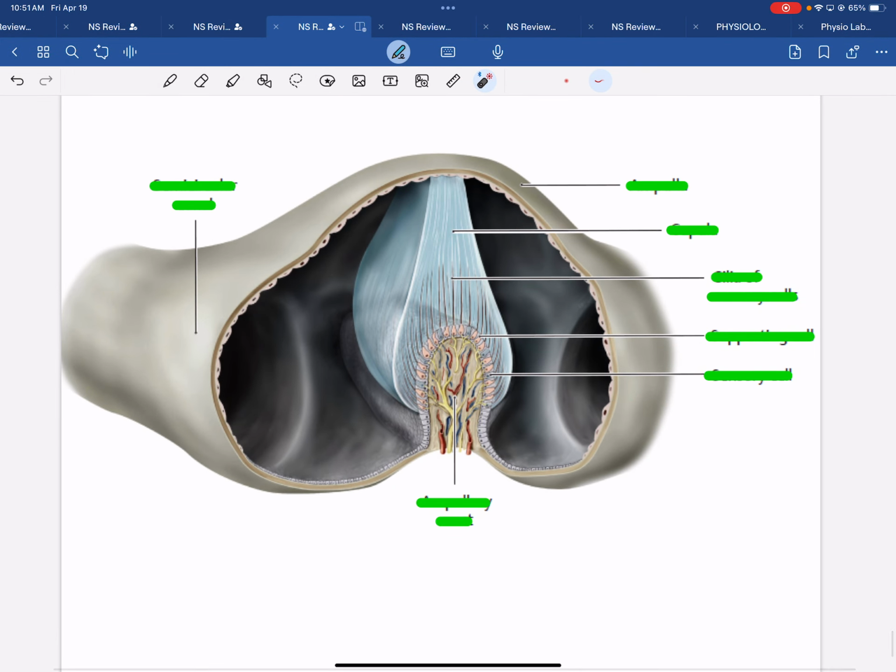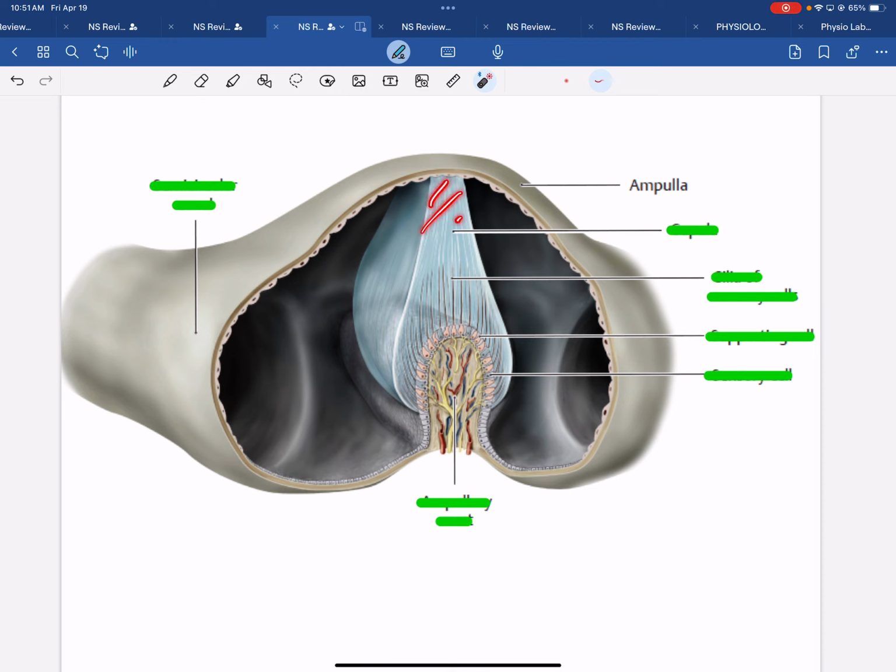So all of that was cochlea. Let's talk about the vestibular apparatus. This is the ampulla. Good, the ampulla. So this is the ampulla of a semicircular canal and duct. Ampulla is like a swollen thing.